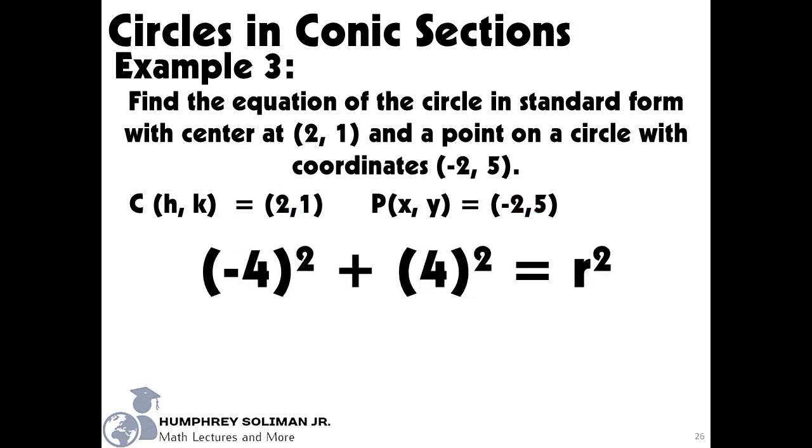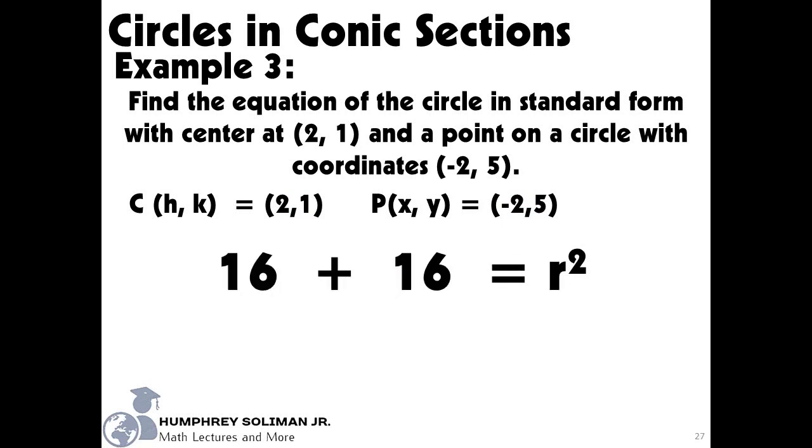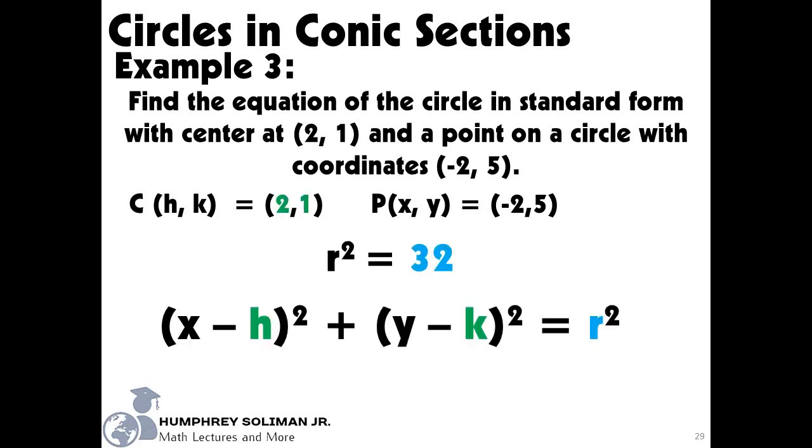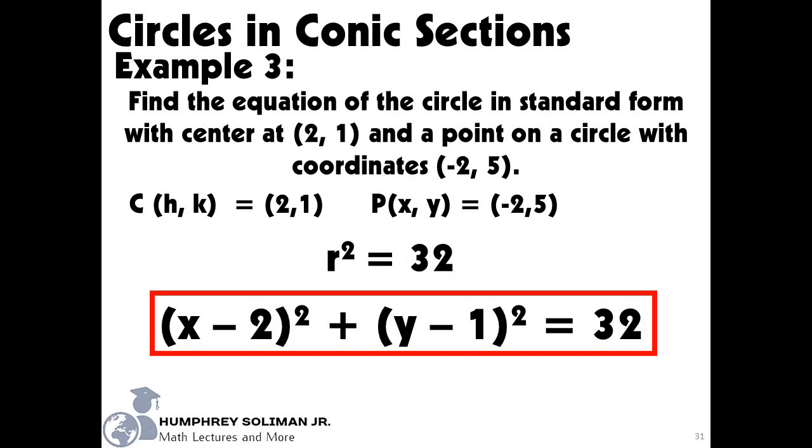Simplifying, we have the square of negative 4 plus 4 squared. That is 16 plus 16. So r squared is 32. Now that we have r squared, we can put back the center and r squared in the standard form of equation for the circle, and now we write our answer, the quantity x minus 2 squared plus the quantity y minus 1 squared, equals 32.